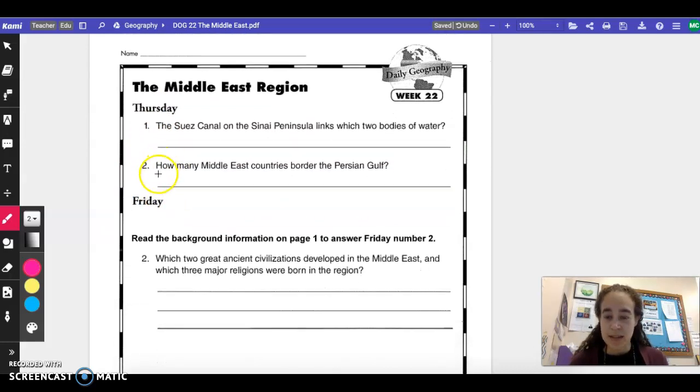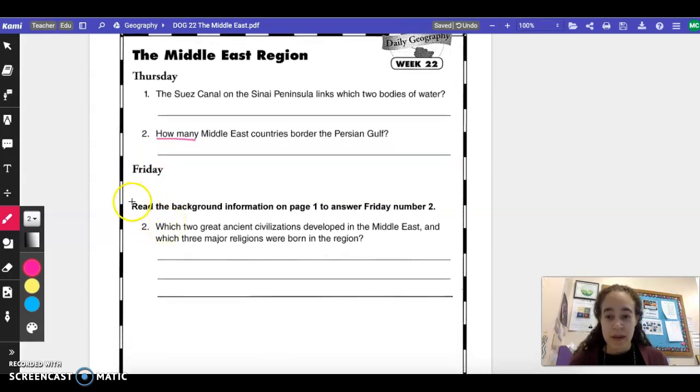And then this is another how many question on Thursday. And then Friday, number 2, you want to make sure that you read the background information on page 1 so that you get your full answer to this question. It is about 2 great civilizations and 3 major religions. So you might know the 2 great civilizations of ancient times. We've talked about this in ancient history. But the 3 major religions, you probably want to go back and read the background information to be sure.